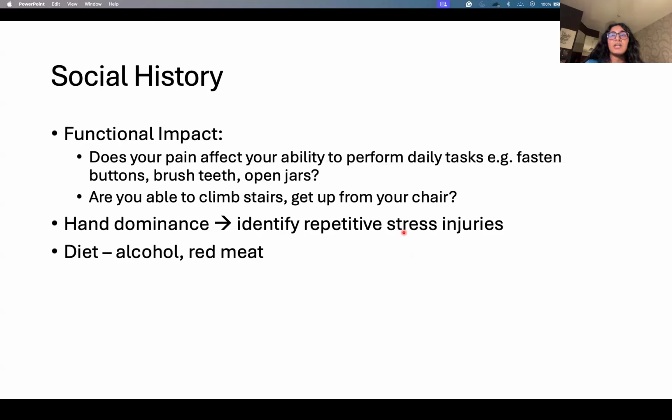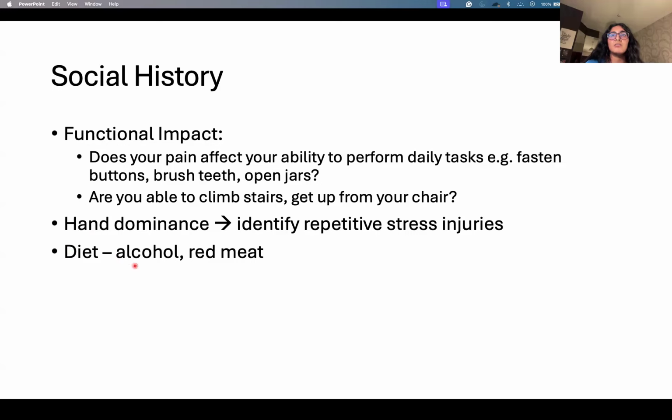Hand dominance, that's one I've heard on my ortho rotation. They care a lot about what hand the patient usually uses. And this is really handy if you need to identify repetitive stress injuries like carpal tunnel syndrome, or even just to figure out the mechanism of the injury. That's a good one to know.